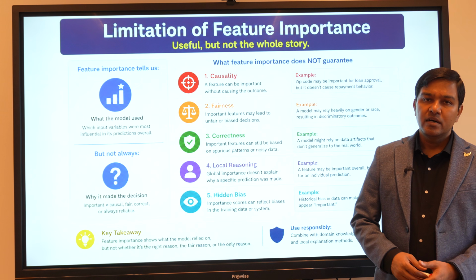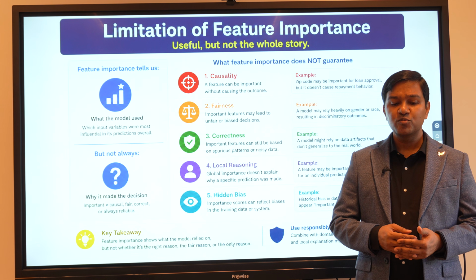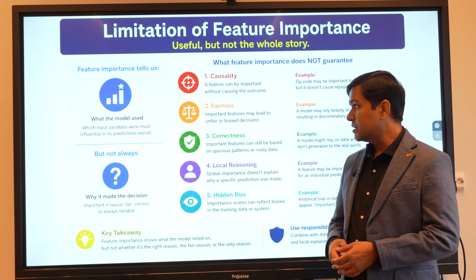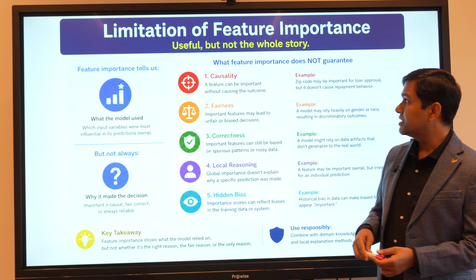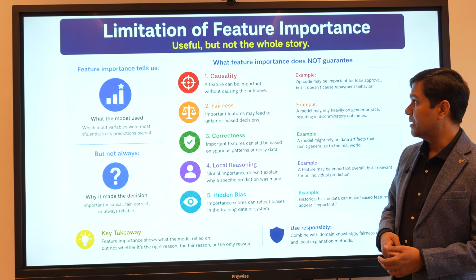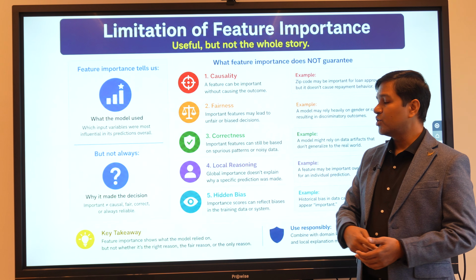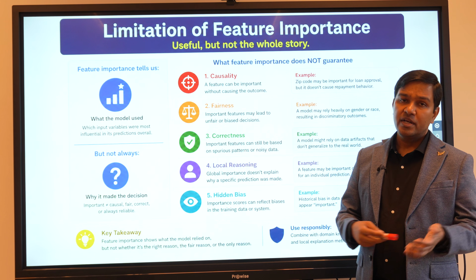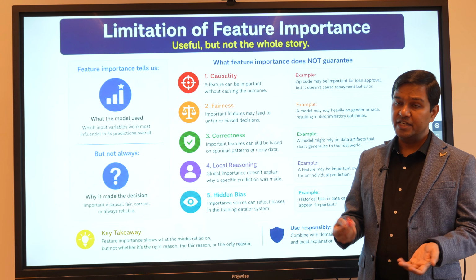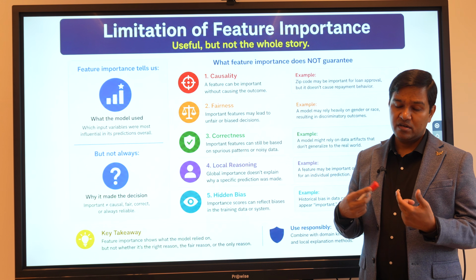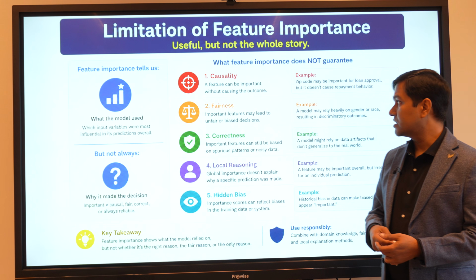But there are limitations of feature importance. It's not always useful. Sometimes feature importance does not tell the cause of something happening. A feature can be important, like earlier we saw debt to income ratio or credit score, but it does not give the reason what is causing the outcome.